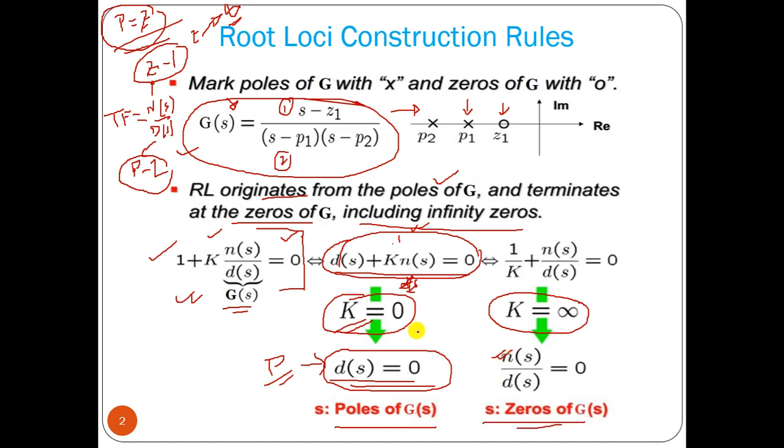Okay, so what we can say, if we put k equal to 0, that represents the poles of the system. If we put k equal to infinity, that represents the zeros of the transfer function. So we can say root locus originates from pole and terminates at zero.